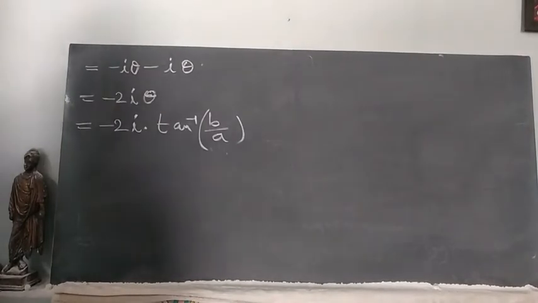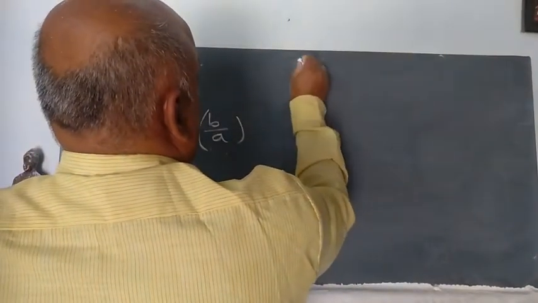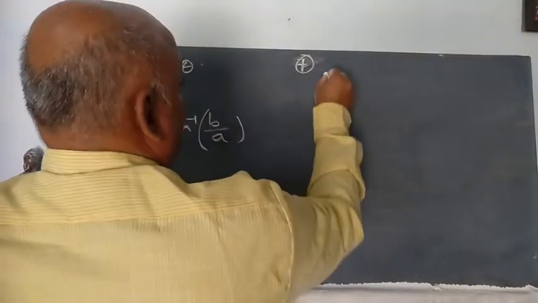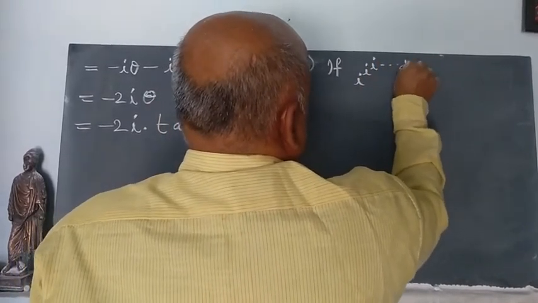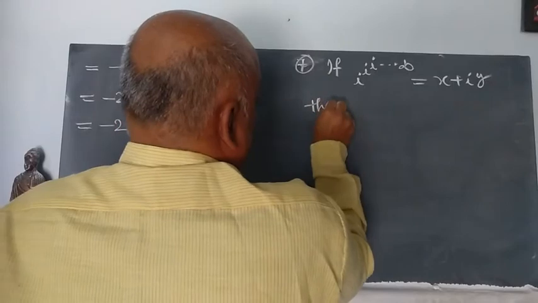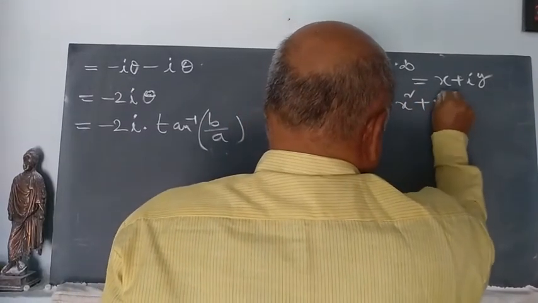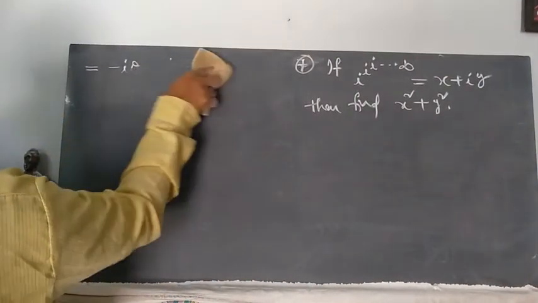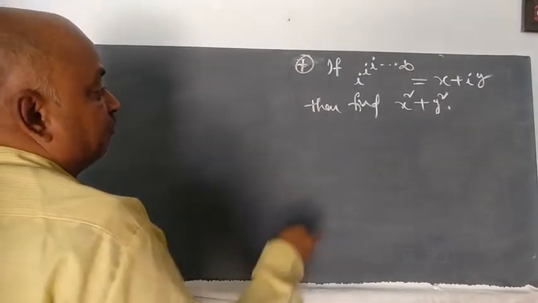Next problem, seventh problem. If i to the power of i to the power of i and so on to infinity is equal to x plus iy, then find x square plus y square. Solution.